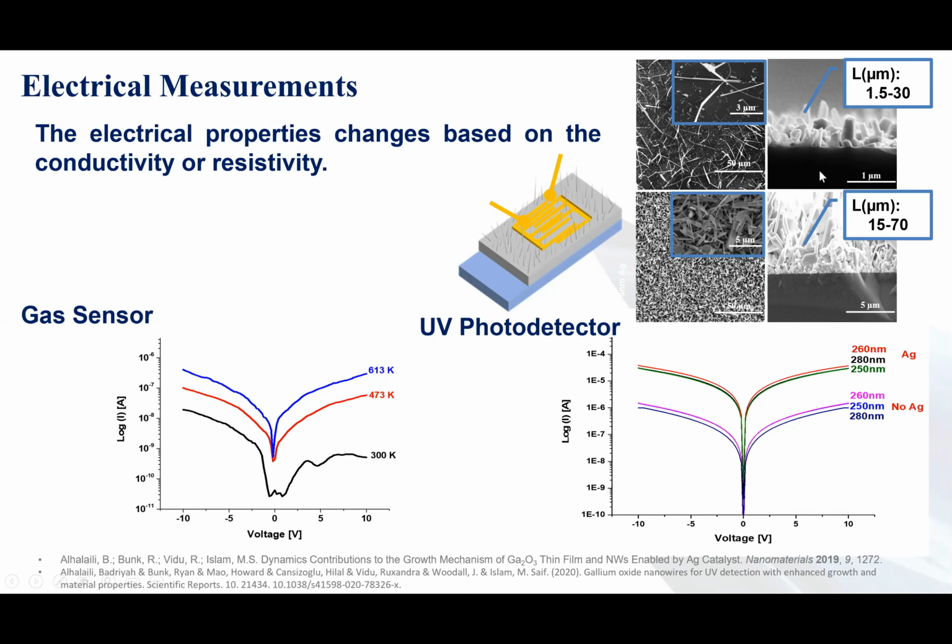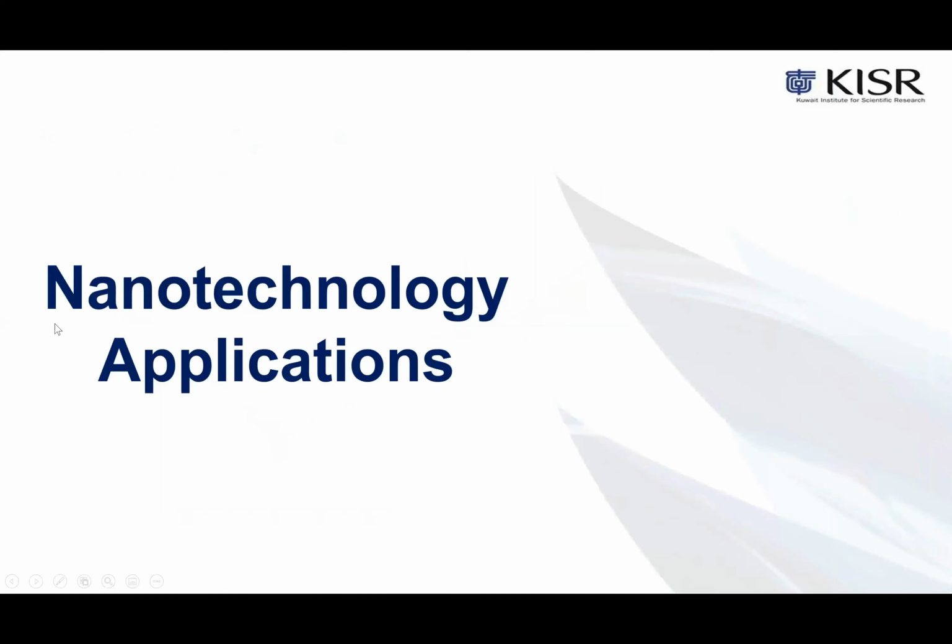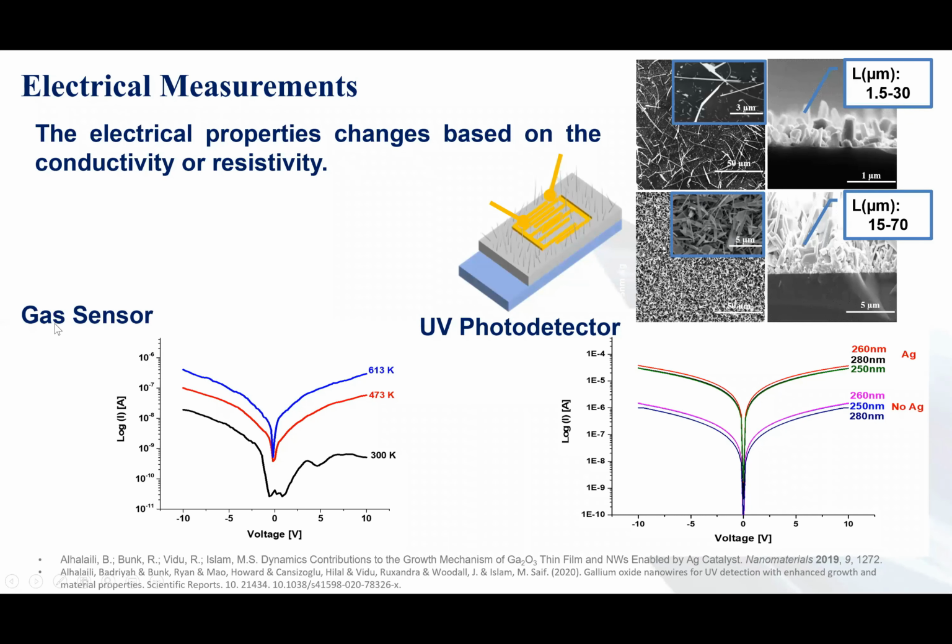And then these grown materials, as you can see here, or nanowires, were coated with gold metal contacts to measure the electric conductivity. This device has been tested for two purposes, one of them for gas sensing and the second one for UV photodetection. Sorry, the gas sensor.